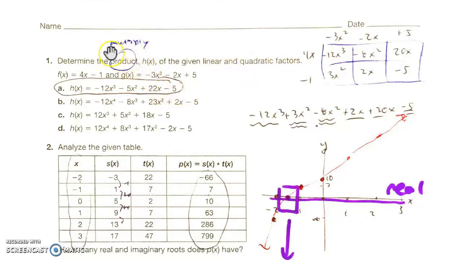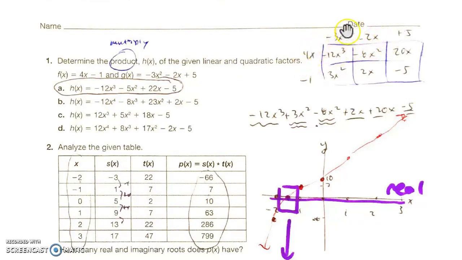Product means to multiply, so you're going to take f of x times g of x. So you have here a linear because its power is 1, and this is quadratic factors. That's a power of 2, so basically you're going to multiply those. So you're going to use your box, 4x times -1, and negative 3x squared minus 2x plus 5. Remember those additions and subtractions, make sure you keep that with the term itself.